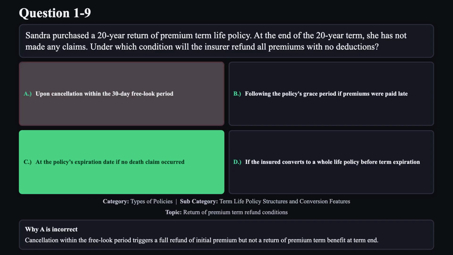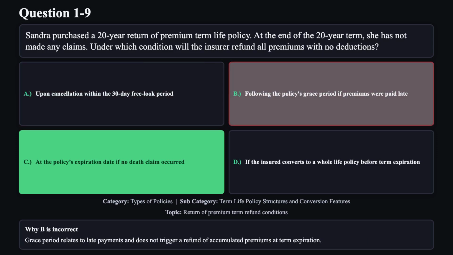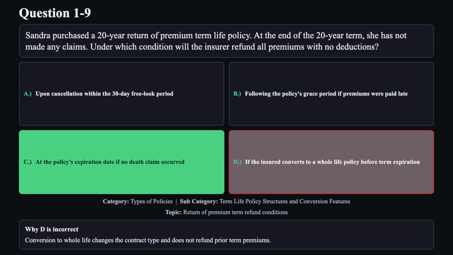Reason A is not correct. Cancellation within the free look period triggers a full refund of initial premium, but not a return of premium term benefit at term end. Reason B is not correct. Grace period relates to late payments and does not trigger a refund of accumulated premiums at term expiration. Reason D is not correct. Conversion to whole life changes the contract type and does not refund prior term premiums.